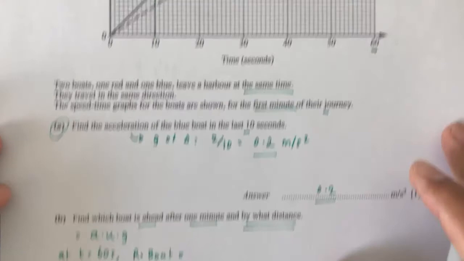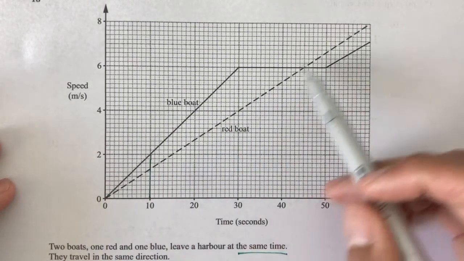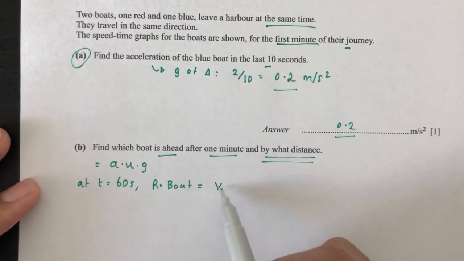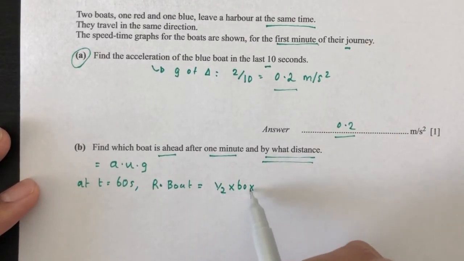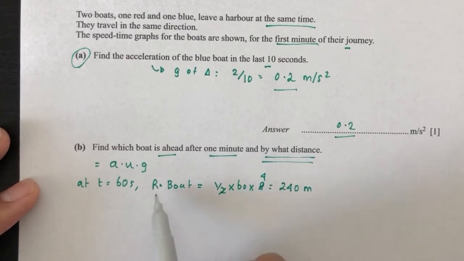Let's find out. As you can see, the red boat moves straight. It's a triangle. So half times base is 60, height is 8. So half times 60 times 8, that will be 240 meters for the red boat. Now find the blue boat.